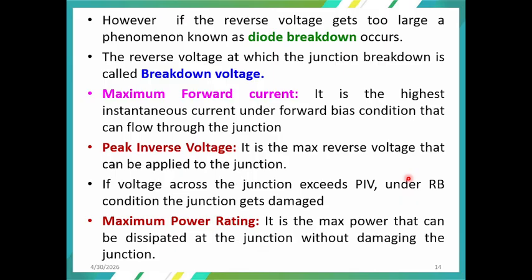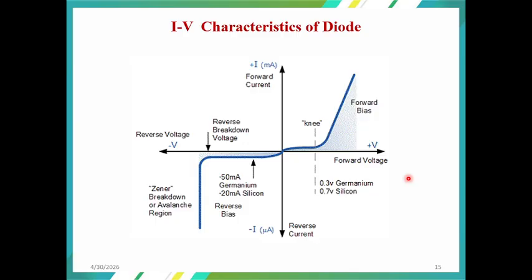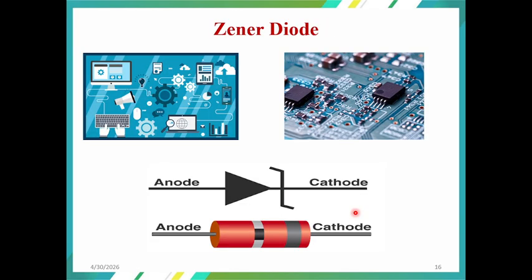Peak inverse voltage. Sometimes this kind of question can be asked in a Part A question. It is the maximum reverse voltage that can be applied to the junction; if the voltage across the junction exceeds it under reverse bias condition, the junction gets damaged. Maximum power rating. It is the maximum power that can be dissipated at the junction without damaging the junction. So this is the combined form of the VI characteristics of the PN junction diode. Next, we'll discuss the Zener diode.